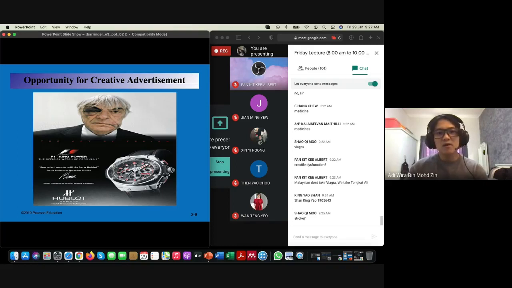The president of Hublot asked Bernie to use his picture and put it as a Hublot advertisement, and surprisingly, the Hublot watch sales shoot up. Then they put this tagline, see what people would do for Hublot. The sales go up. And for your information, Hublot is an official sponsor for the F1 event, and the watches shoot up tremendously.